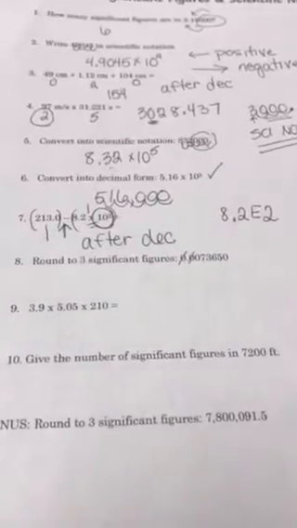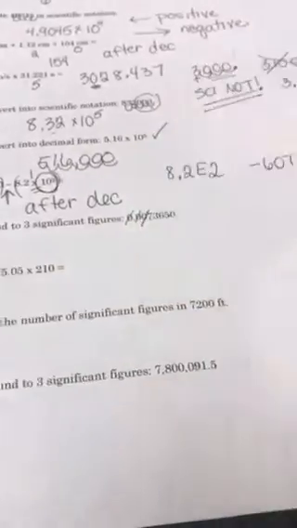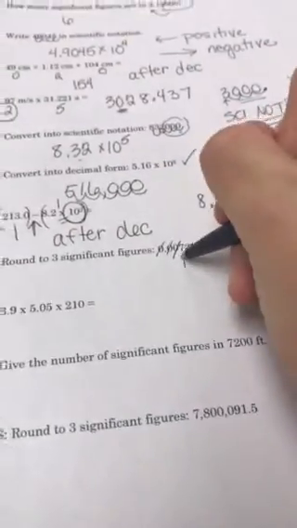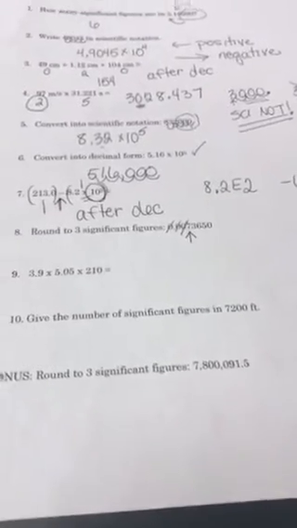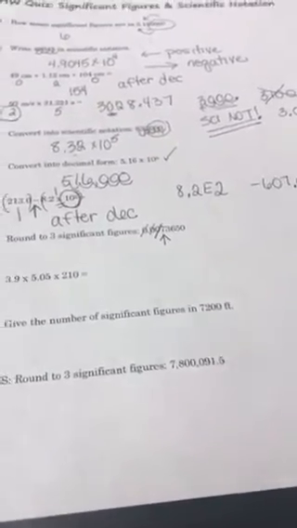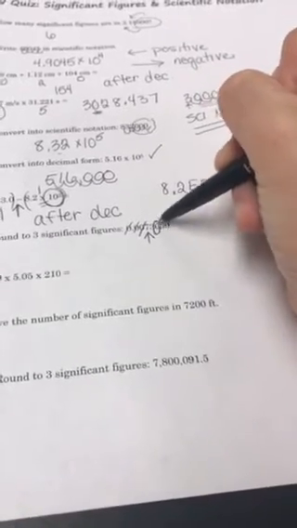All right, continuing on with number 8. If I want 3 significant figures, none of those zeros in front count. You don't start counting until you get to your first number. So you can't count until you get to the 7. So if we want 3 significant figures, 1, 2, 3, here's my third number.